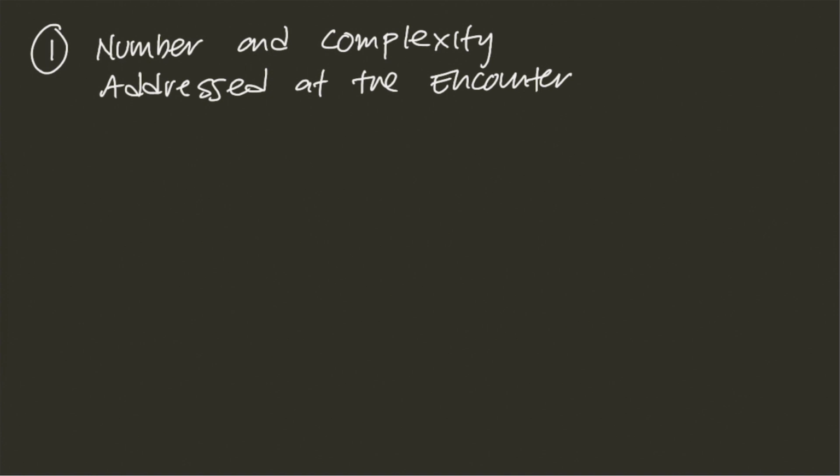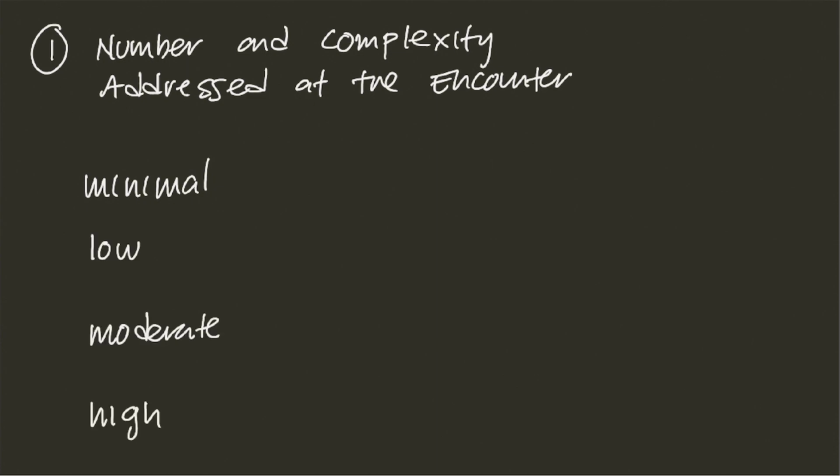Number 1. Number and complexity of problems addressed at the encounter. This element is probably the most important one. It can be classified as minimal, low, moderate, or high. This classification is based on the number of problems addressed at the encounter and their complexity. For example, a chronic illness with severe exacerbation is more complex than a stable chronic illness.